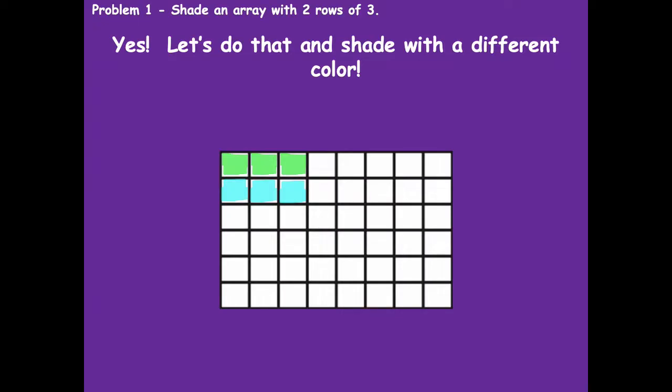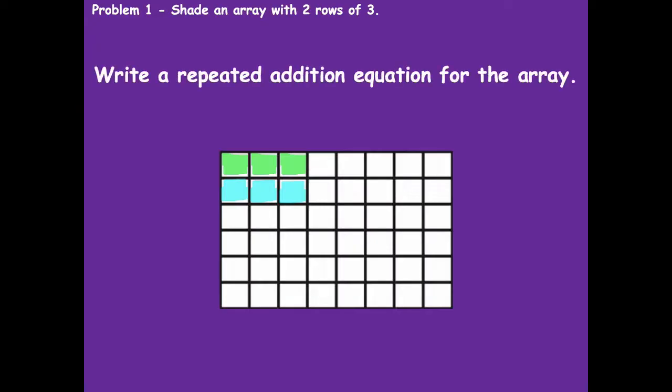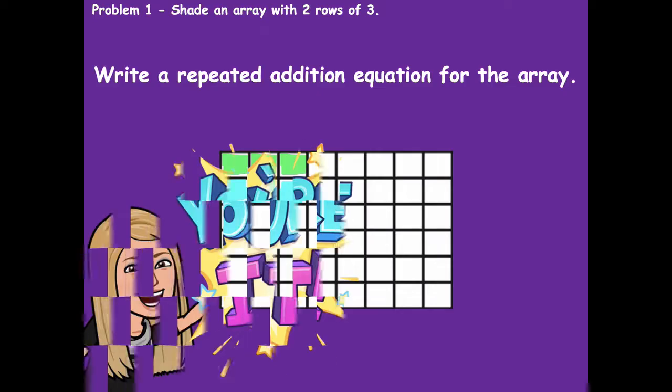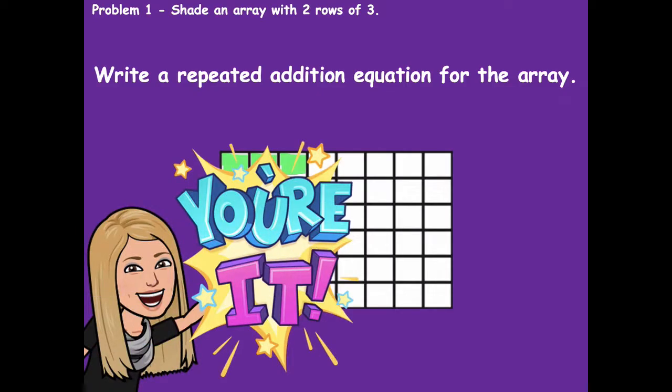All right, friends, here we go. Now you're going to write a repeated addition equation for the array. Now for this one, friends, I don't want you to label your array by the columns. We're talking about rows for this problem, so I want you to write an equation that matches the rows in this problem. So pause the video, write your repeated addition equation, make sure you solve it, that's part of the equation, and then click play when you're ready to go over it together.